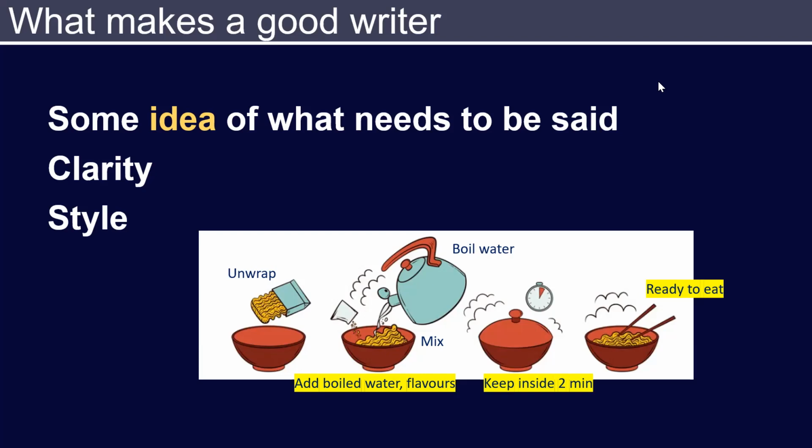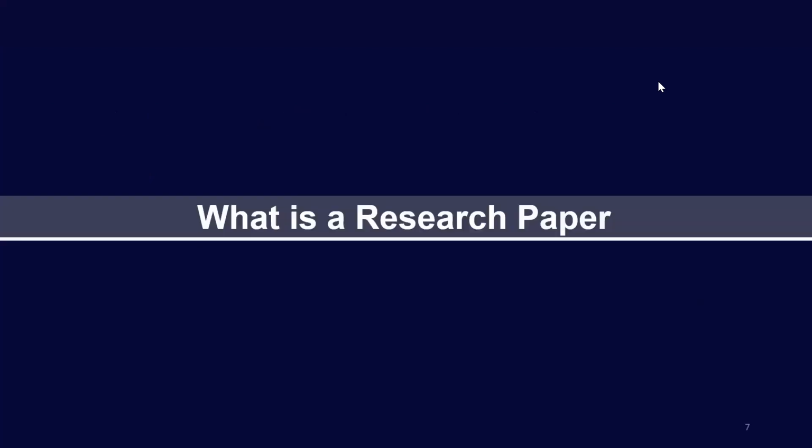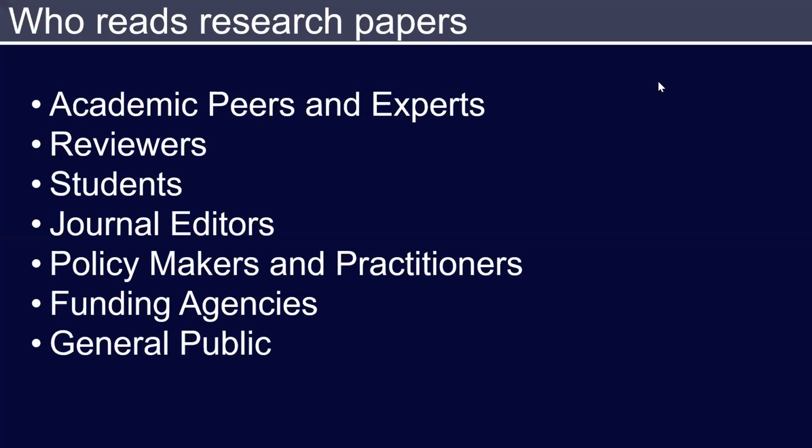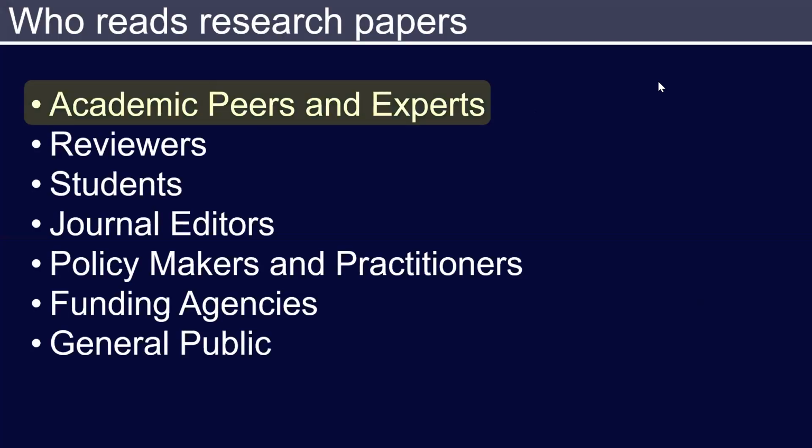So let's move on, because I think now we are trying to go into the research writing part. So what is a research paper? First thing, the research paper is written for academic peers and experts. So anyone from a particular domain, for example, my expertise is not in medical sciences or related fields.